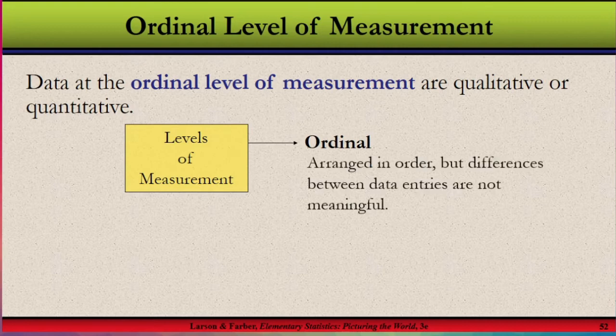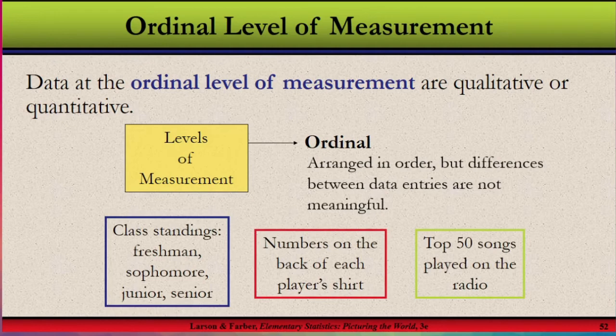Since ordinal is arranged in order, but differences between data entries are not meaningful. For example, class standing. So from freshman, sophomore, junior, or senior. Number on the backs of each player's shirt. Top 50 songs played on the radio. So kung mapapansin natin, dito sa ordinal level of measurement, dito sa first example, class standings, siya ay quantitative data. Then the other one is freshman, sophomore, junior, senior, siya ay qualitative data.